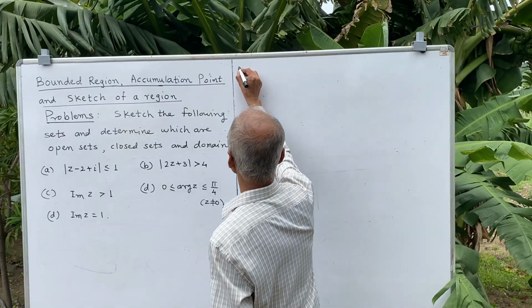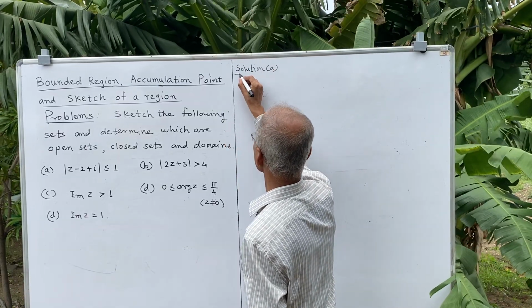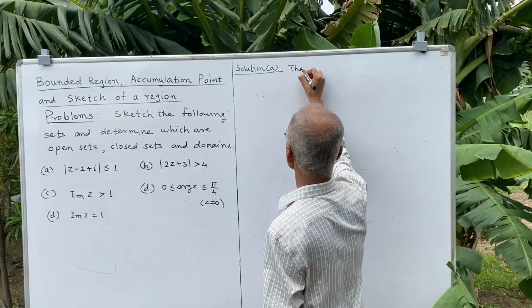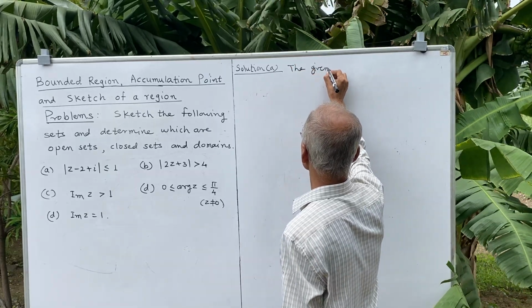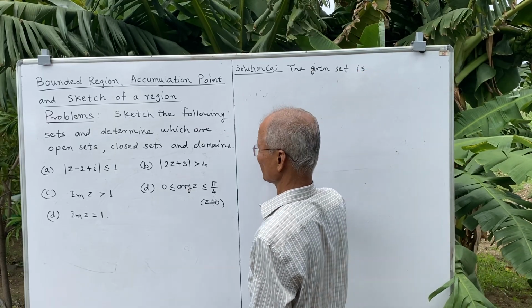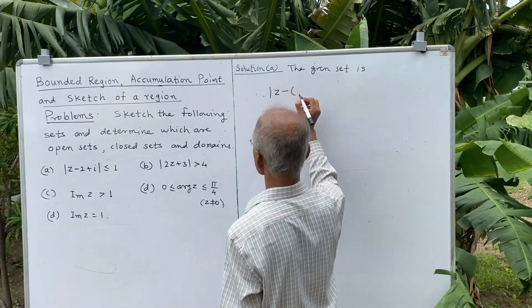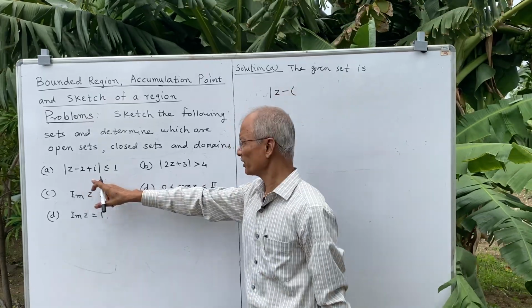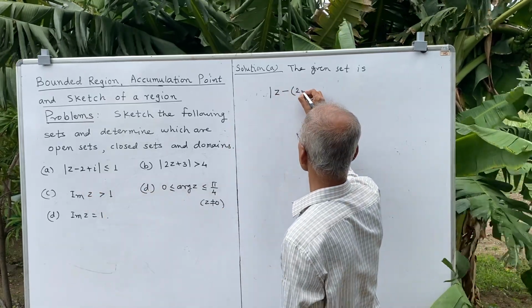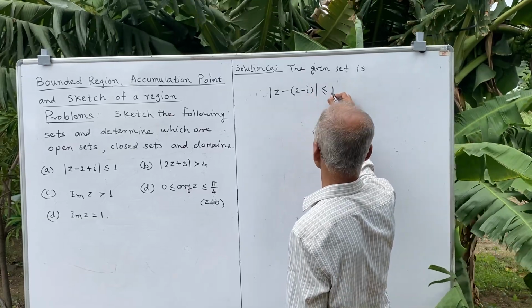Now, the solution for the first, that is A. The given region is mod z minus, we shall take the minus sign common, then in brackets it will be 2 minus I, is less than or equal to 1.